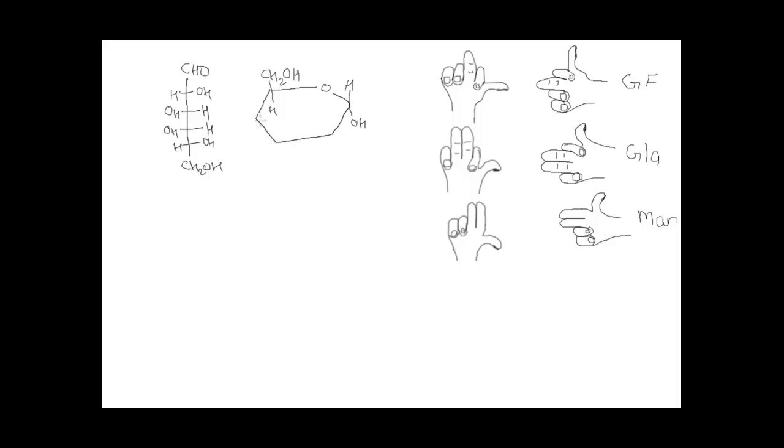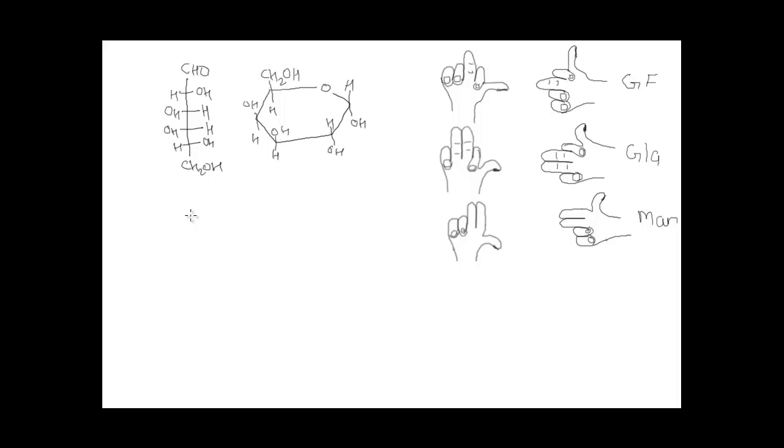Now we have 3 more OH to put, and you just look at the finger over here. So down, up, up. So just do that. Down, up, up, and you have hydrogen everywhere. And in this case, I drew an alpha D galactose.